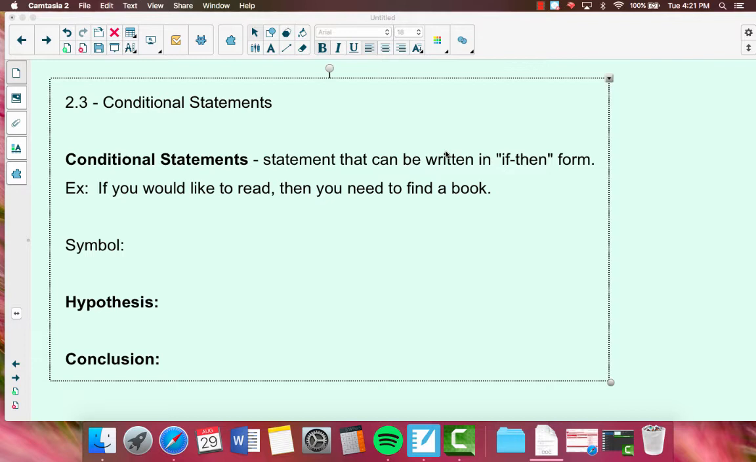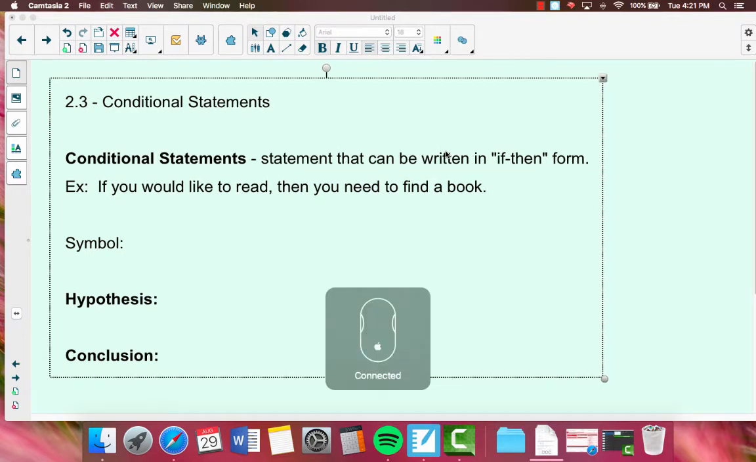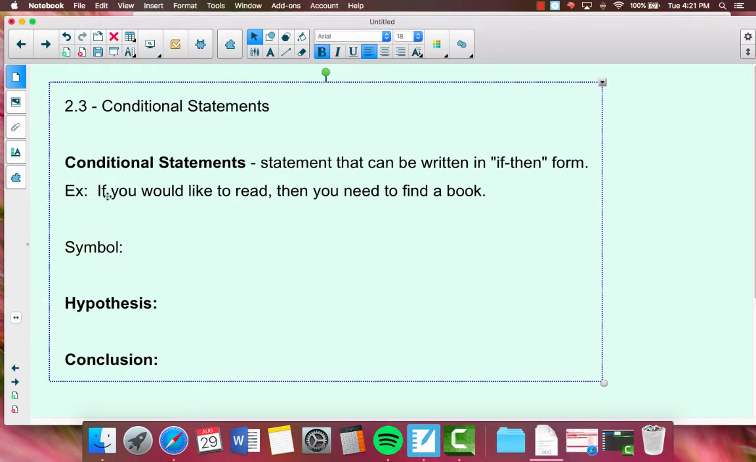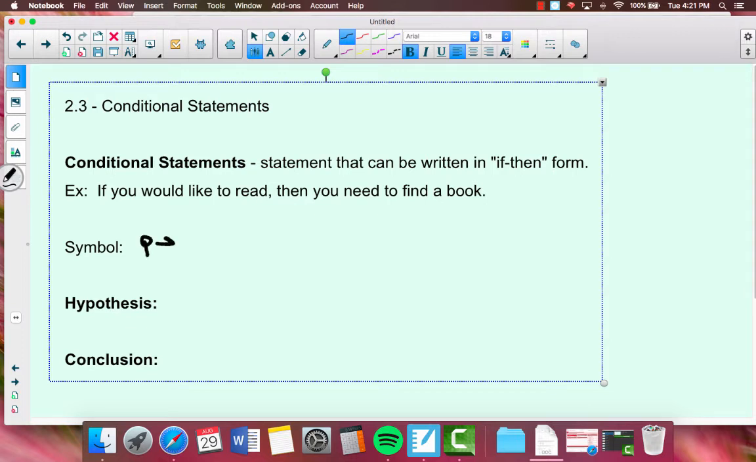So a conditional statement is just a statement that can be written in what's called if-then form. So I just went ahead and wrote an example here of a conditional statement. It says, if you would like to read, then you need to find a book. You can just take any sentence, and you might have to add a couple words to make it flow, but you should say if this, then this. The easiest way that we write this with a symbol is P implies Q. So we read that as P implies Q. If you ever see this symbol, then I'm asking it to be an if-then statement.